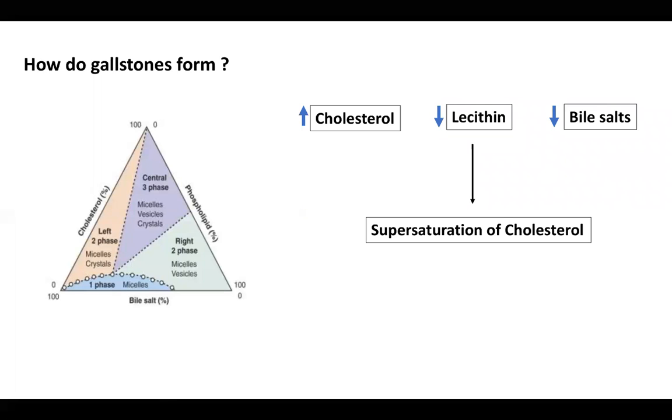So when you have a lower concentration of phospholipids, that is the lecithin, a lower concentration of bile salts and a higher concentration of cholesterol, that is when the bile becomes thicker. There is supersaturation, precipitation of cholesterol, and that's what happens, sir. So all these three are secreted actively by the liver, by the hepatocytes, into the biliary canaliculi.